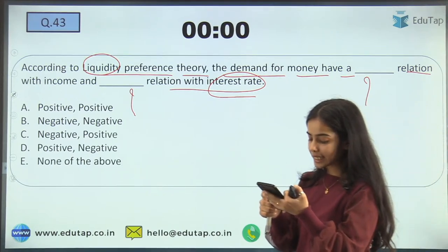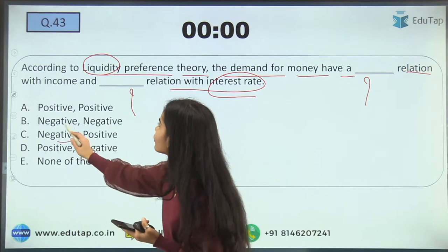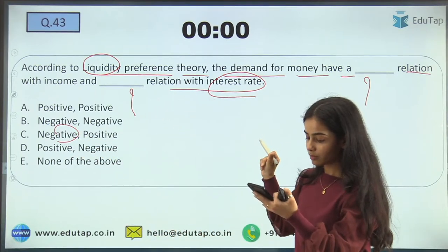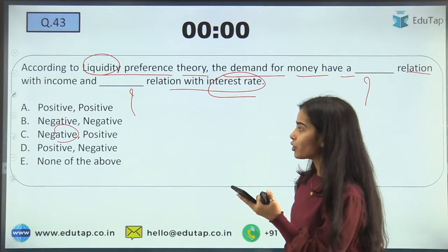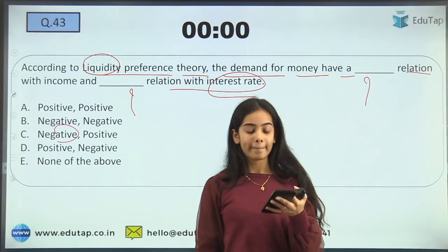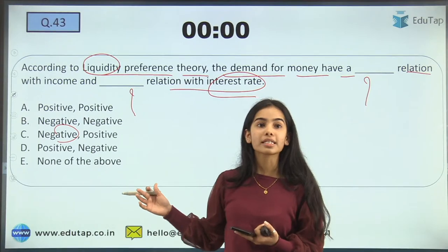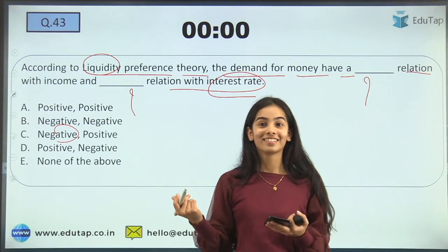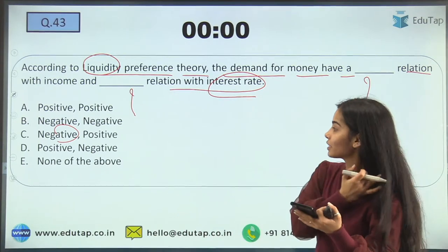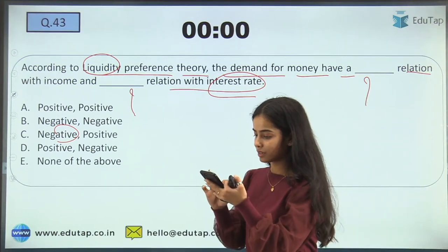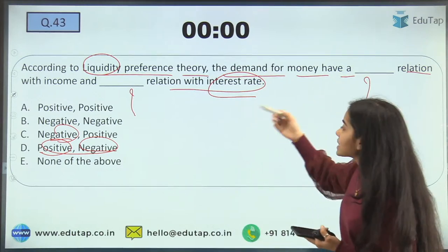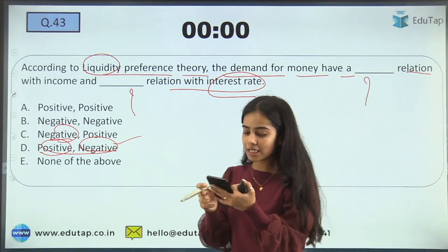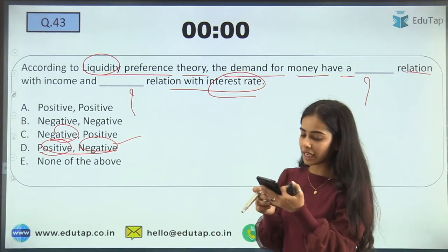Okay, Akhil has said D, and negative relation with income. Karan is also saying negative relation with income. Are you people sure? I'm getting all of the wrong answers. Why? Okay. Oh, sorry. I was seeing C. So positive and negative. So yes, D is the right answer. Akhil has said, Karan has said, Nilesh has said D.